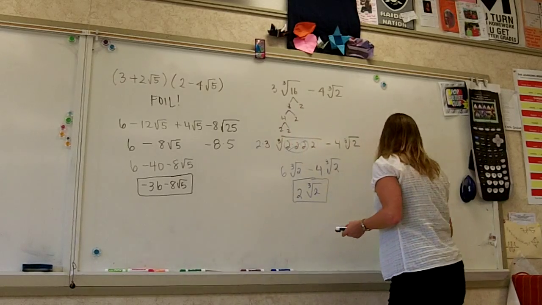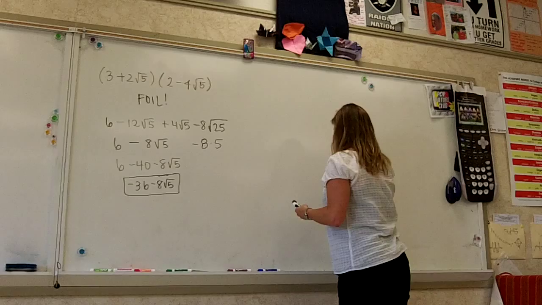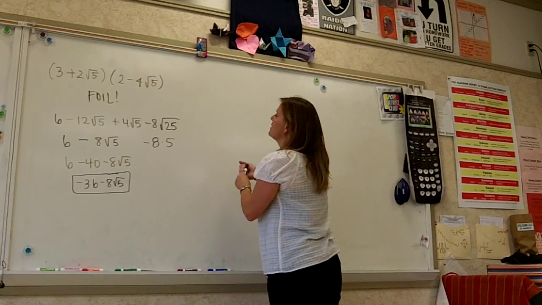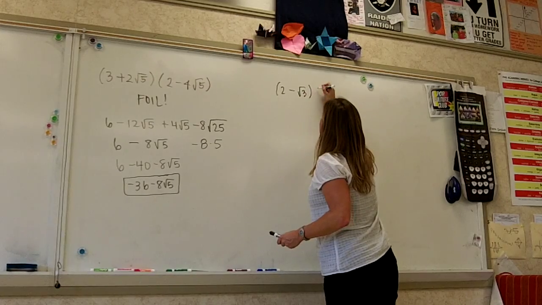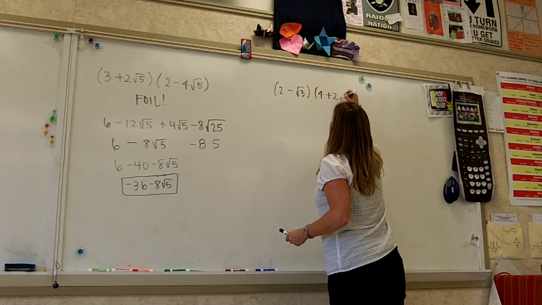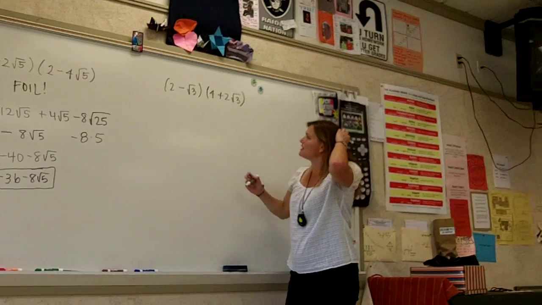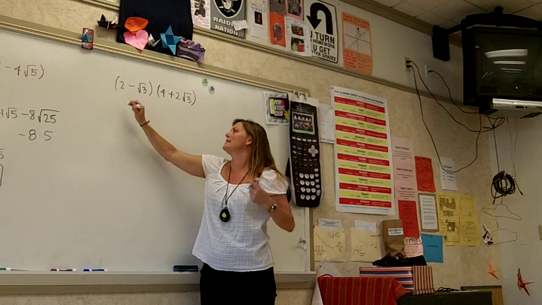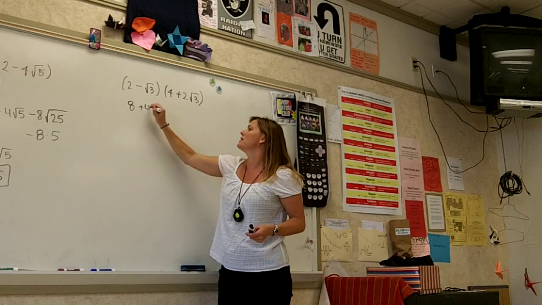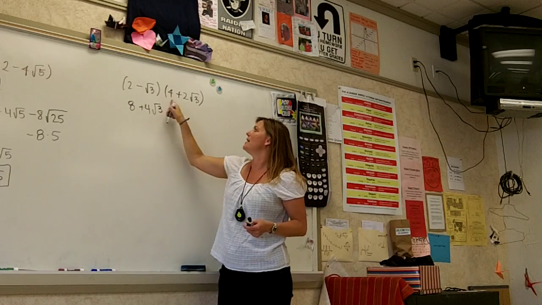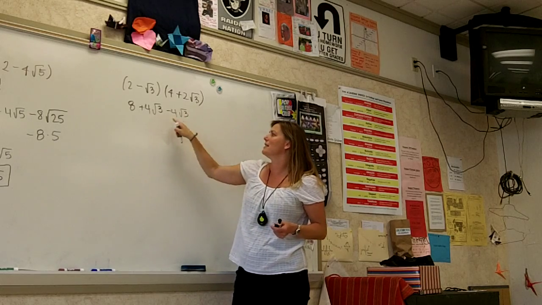Let's do another one. It really does not get any harder than that. So let's do 2 minus root 3 times 4 plus 2 root 3. Okay, so when I FOIL this one together, I multiply the first ones, so that's 8, and then plus 4 root 3, and then minus 4 root 3. Oh, that's cool. Those are going to cancel out.